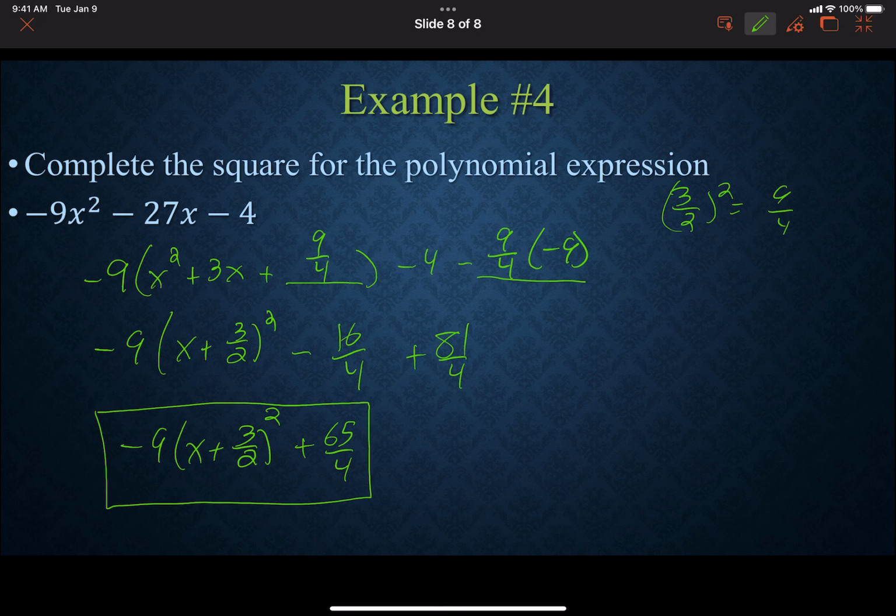All right, so that's what's got to happen. You got to be careful when there's a number outside the x squared that has to be factored away. Make sure that that's balancing with the number you're putting inside as well.